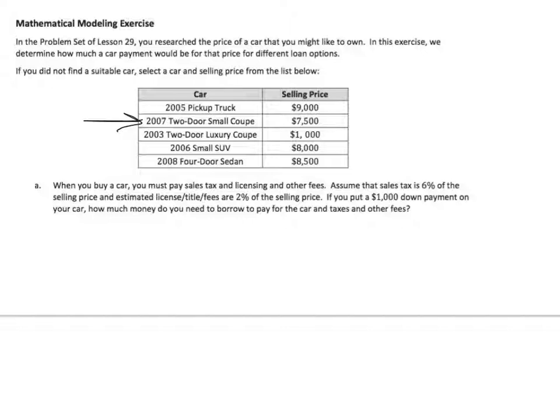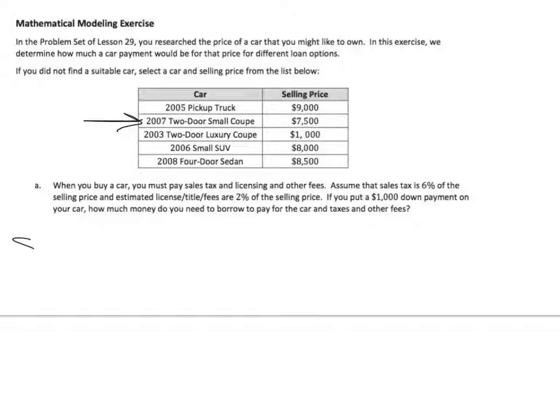$7,500. So when you buy a car, you must pay sales tax and licensing and other fees. Assume that sales tax is 6% of the selling price, which you have to pay when you buy something, and estimated license title fees are 2% of the selling price. If you put $1,000 down in the payment for your car, how much money do you need to borrow to pay for the car and taxes and other fees?